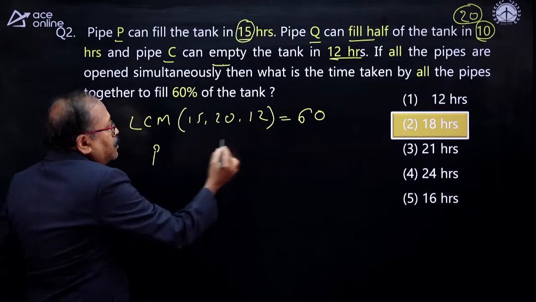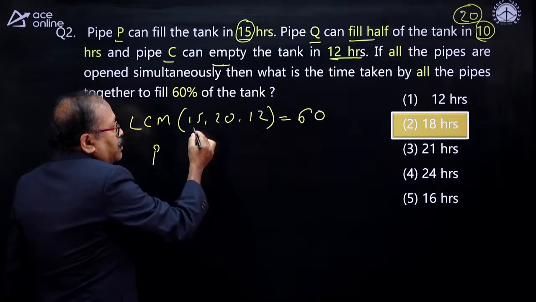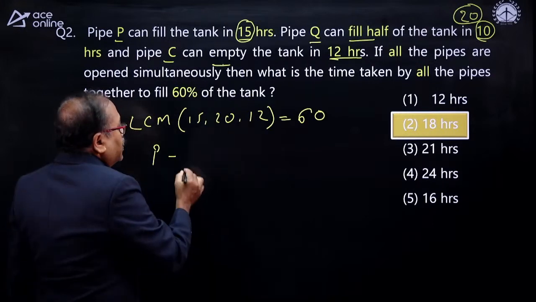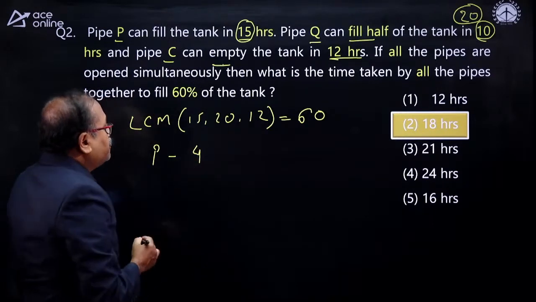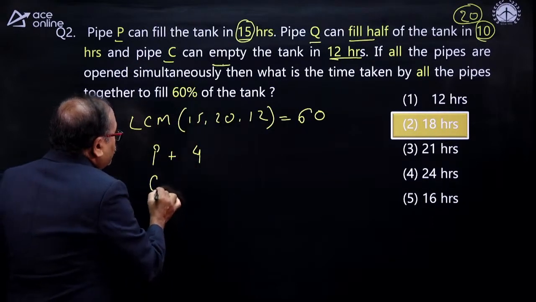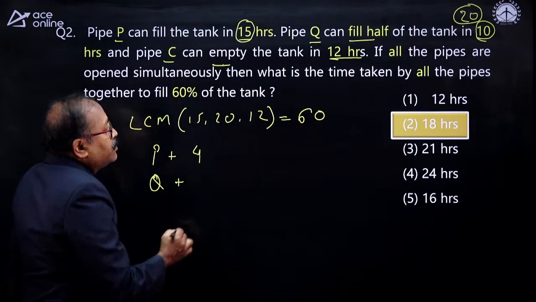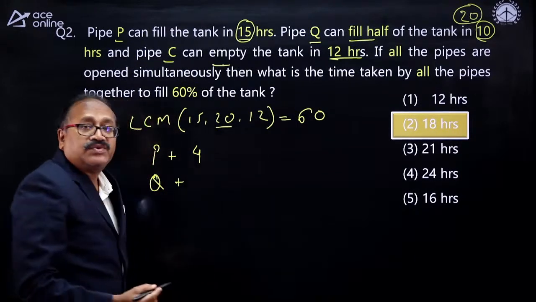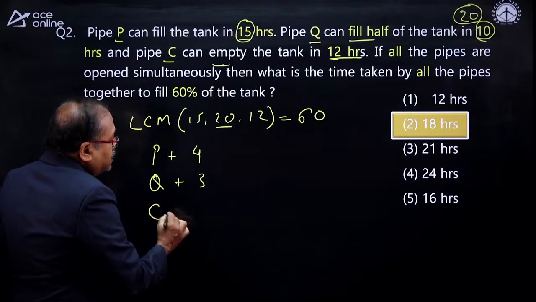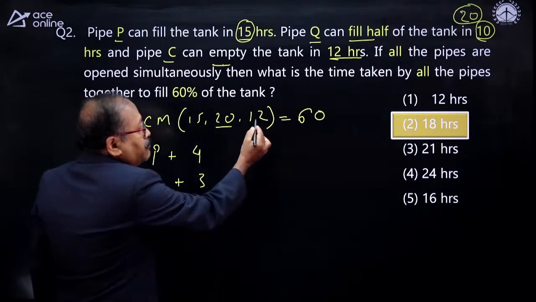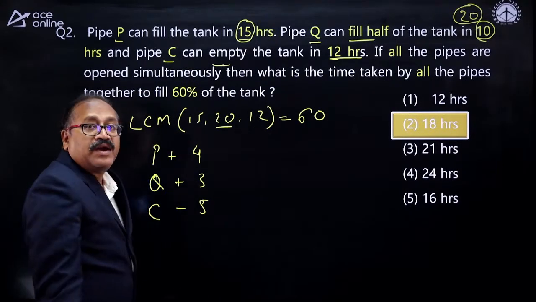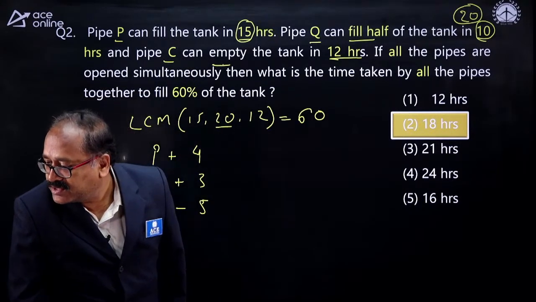So this is pipe P. Pipe P, 60 units in 15 hours. That means in 1 hour how many units? That is 60 by 15, which is 4. It's a filling tap. And what about the next one? It is Q, and it's also filling one. It fills one tank in 20 hours. That means 3 units. And C is an emptying one. It empties in 12 hours. That means per hour, how many units is it out? 5 units it's out.